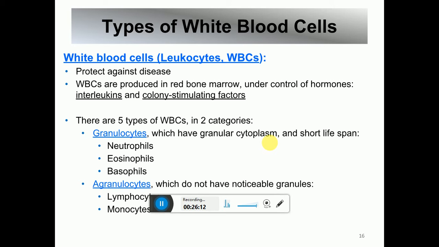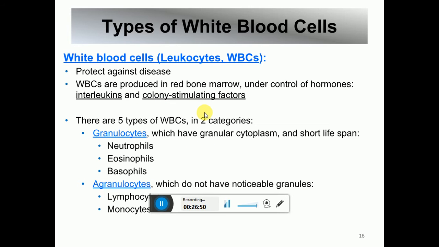Now for the different kinds of white blood cells, or leukocytes, their main function would be to protect against diseases. So leukocytes are also part of the immune system. We'll talk about them a lot when we talk about the immune system. They are produced in the red bone marrow, but the hormones that stimulate their synthesis are interleukins and colony-stimulating factors. So the hormone that stimulates the production of RBCs is erythropoietin, while the hormones that stimulate the release of leukocytes are interleukins and colony-stimulating factors.